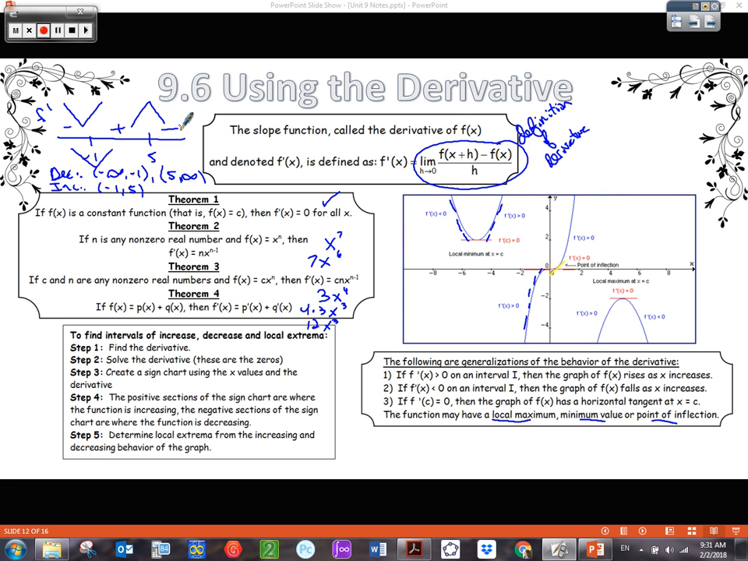Okay, so that's what our lesson is going to involve today: using the derivative to determine the behavior of the position. Okay, are we okay? Let's do some examples.